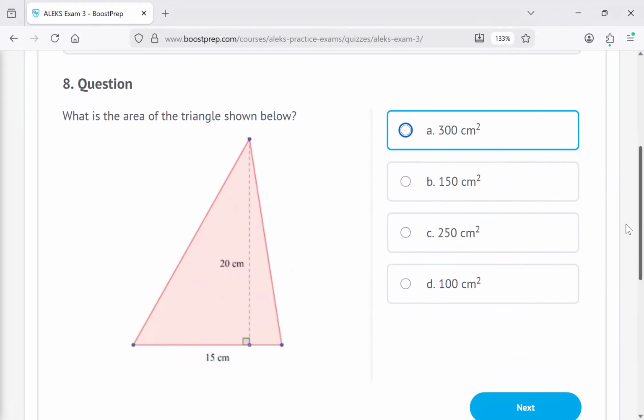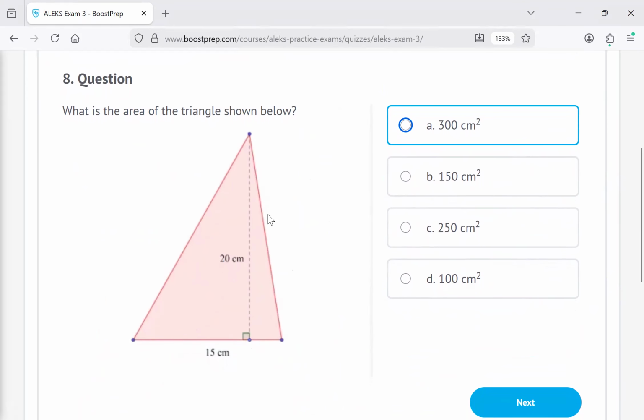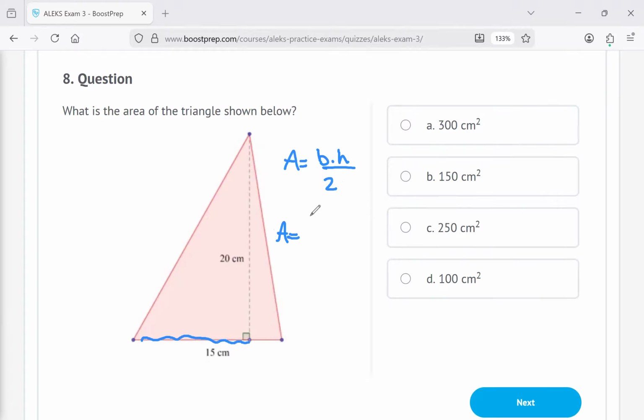Okay, question 8. What is the area of the triangle below? What you need to know for this problem is the area formula. The area of a triangle, it doesn't matter if it's a right or non-right triangle, is base times height over 2. And we are lucky, we have everything we need. My base is this horizontal distance, which is 15. My height is 20, and then it's all over 2. So 15 times 20 divided by 2 is 150. So B.